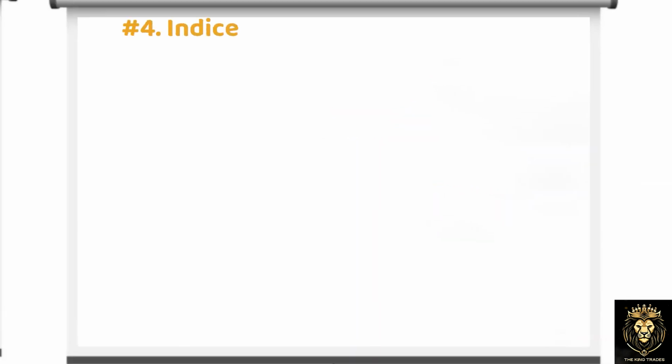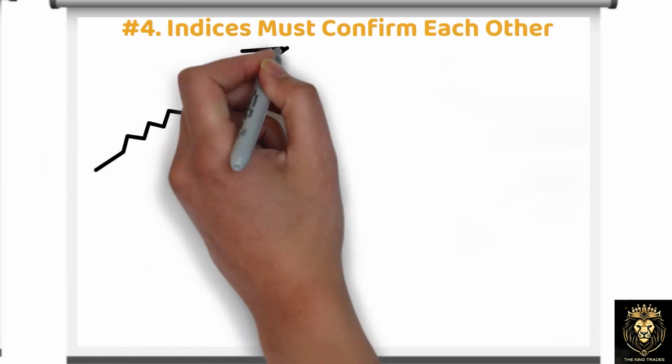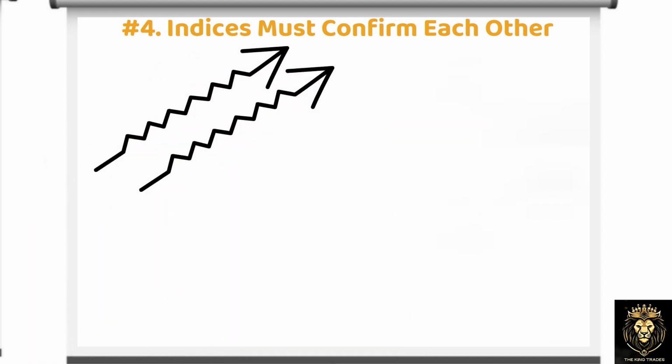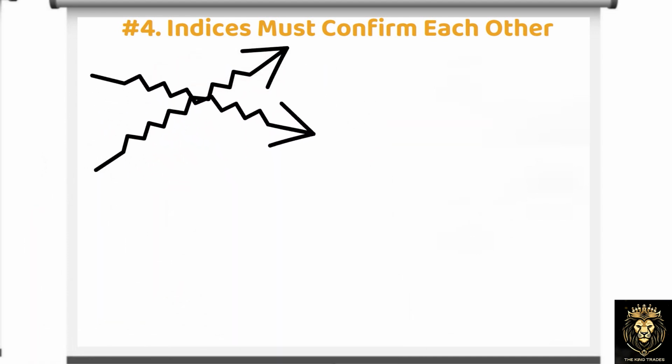The fourth tenet of Dow Theory states that indices must confirm each other. As per the Dow Theory, a trend gets established when all the major indices or market averages move in tandem. If the major indices point in opposite directions, the trend is not conclusive, and traders should be cautious.